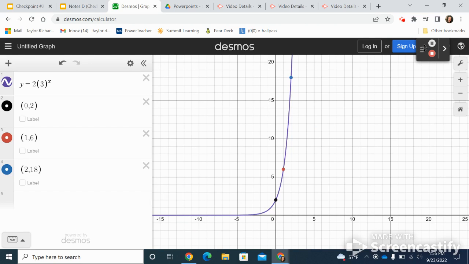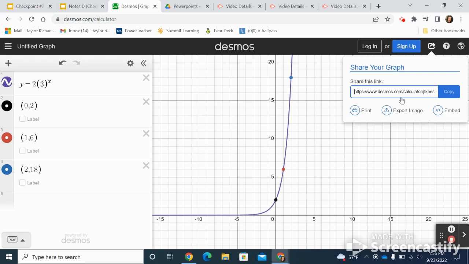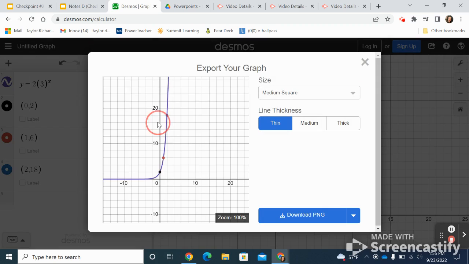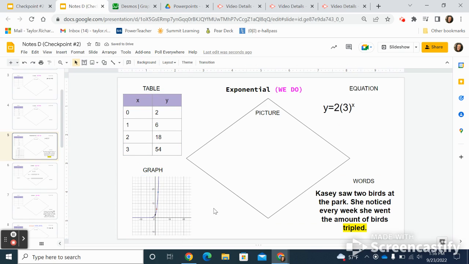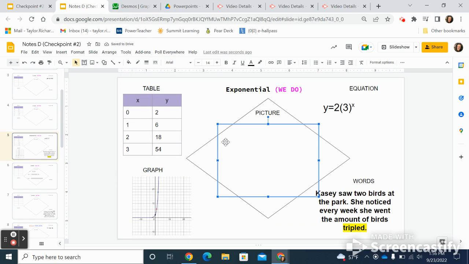So let's go ahead and get this graph over into my diamond. I'm going to follow my arrows. And I'm going to click and drag. Done. Last thing we have is the picture.